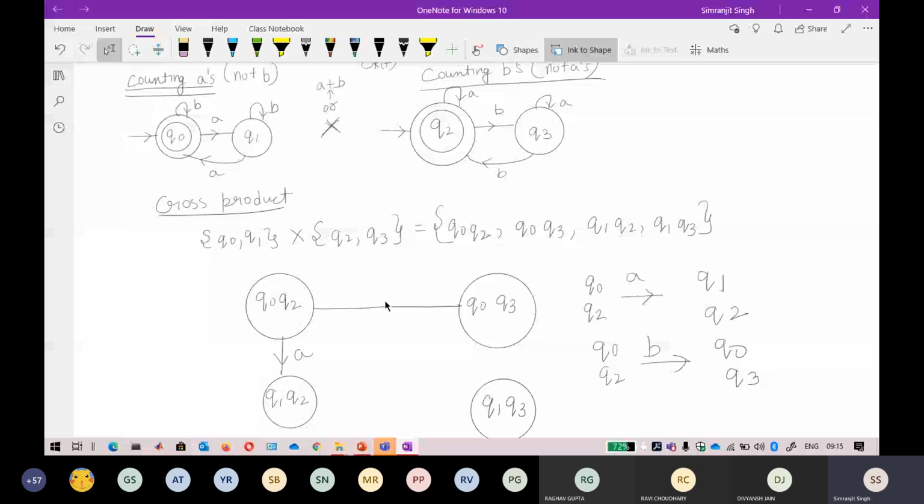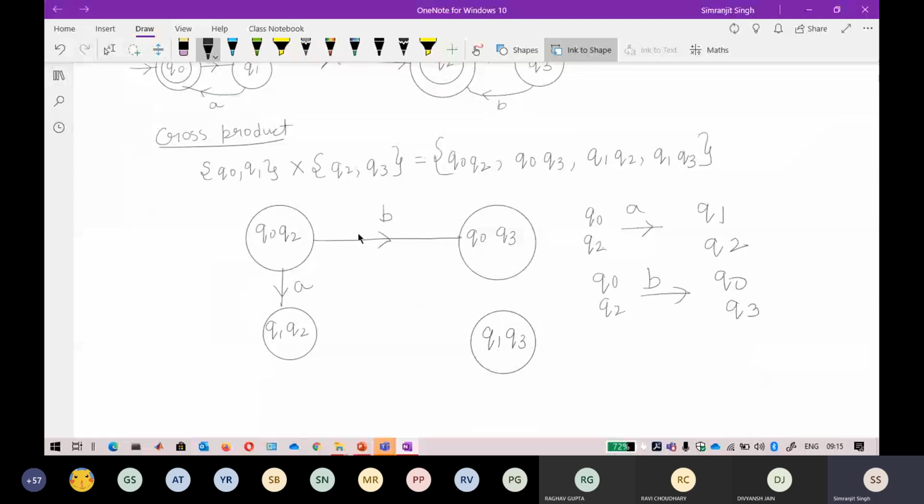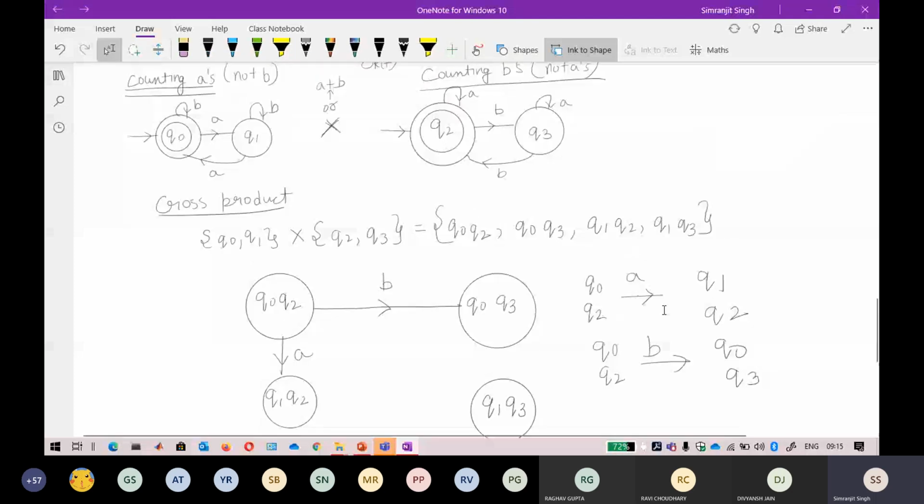In the same way, you have to draw all of this automata yourself. Now what will be the final state here? In the previous automata, the final states are Q0 and Q2. So the final state here will again be Q0 Q2. So this again will be the final state.